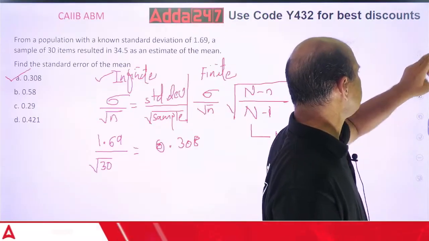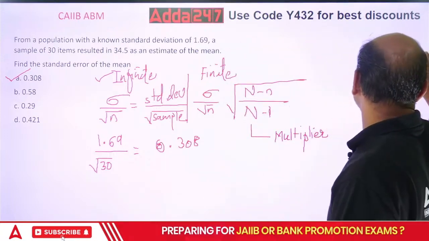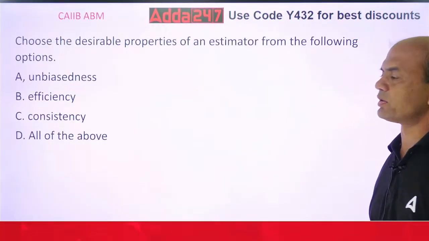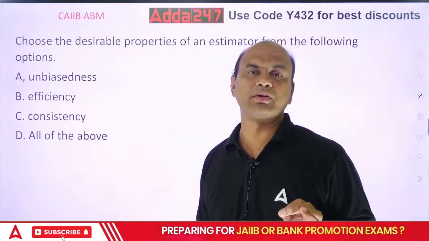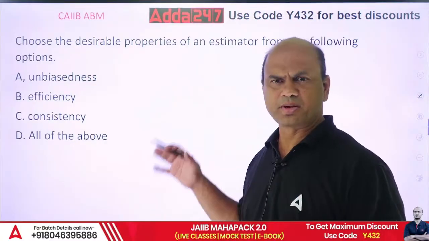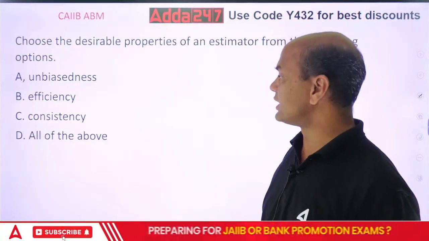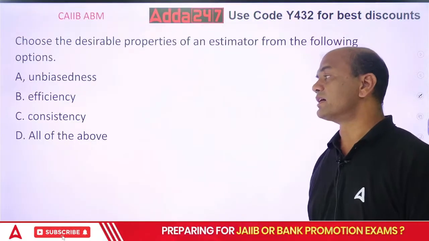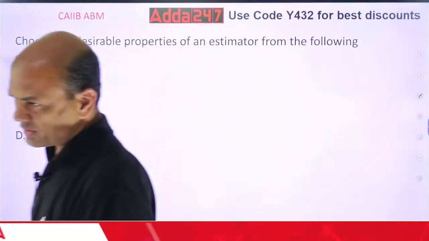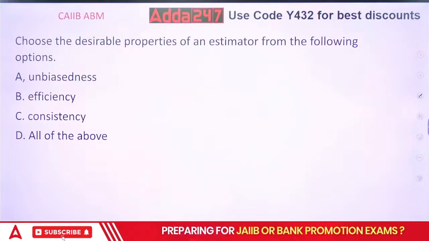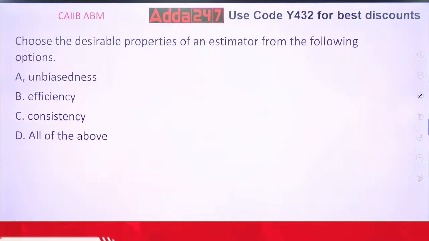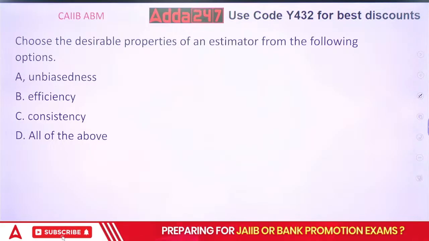Next. Same thing. Choose the desirable properties of an estimator from the following options. Pure question in your exam. What are the qualities of an estimator? Good estimator. The chapter is from estimations only. Good qualities: unbiased, efficiency, consistency, and all of the above. So, what is the answer? Qualities of a good estimator are, yes. What are the qualities of a good estimator?